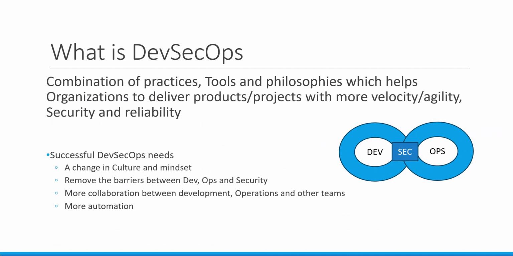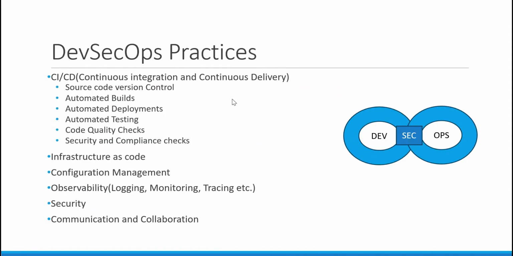As the name indicates, the dev team, the operations team and security team should work together to make the software deliveries more reliable and more secure. So for the successful implementation of DevSecOps, a change in culture and mindset of the organization is needed. More collaboration should happen between multiple teams like dev team, operations team and security team and other teams. More automation is needed. We should use more automation tools to automate most of the processes in the software development lifecycle.